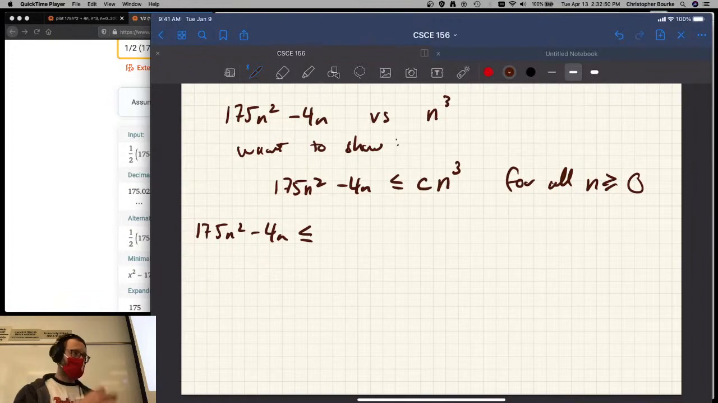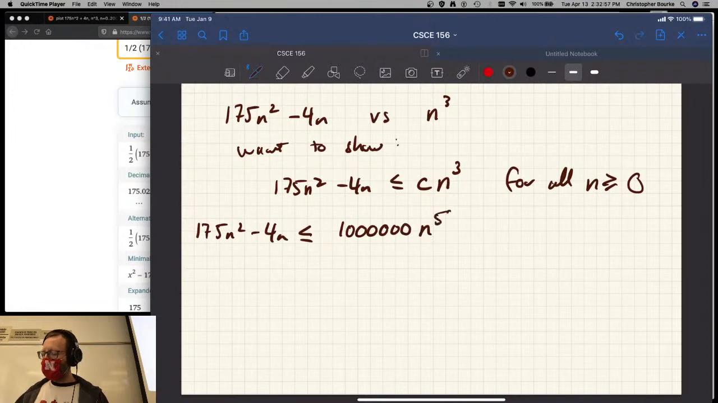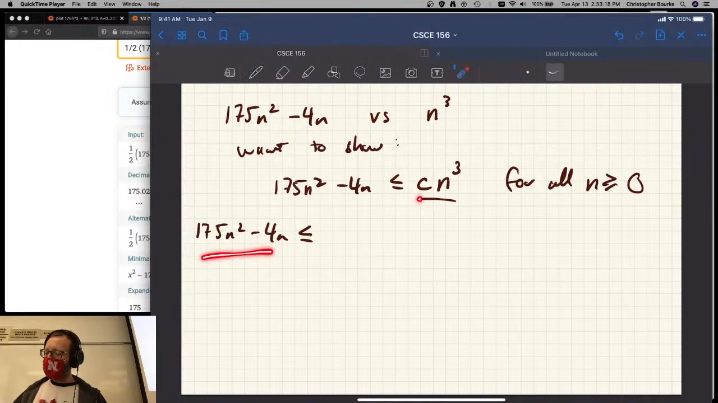Now, I could go crazy here. I could certainly say 1 million n to the 50. You buy that, right? I just made it huge. But I've also jumped over my target of n cubed. So let's not do that. I want to make it look like this thing over here. So how could I make this thing bigger so that it looks kind of like this? It might be a step-by-step process.